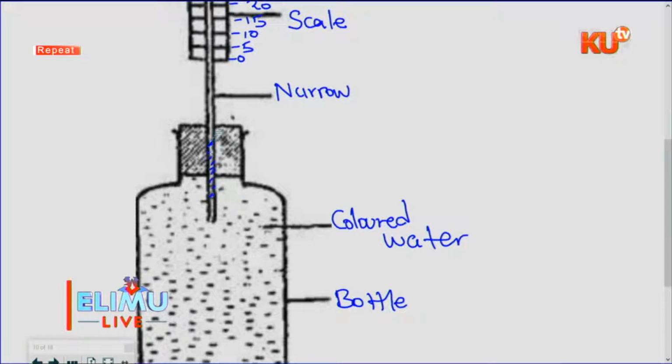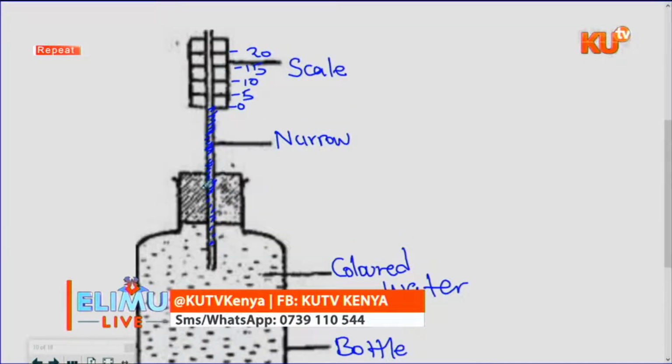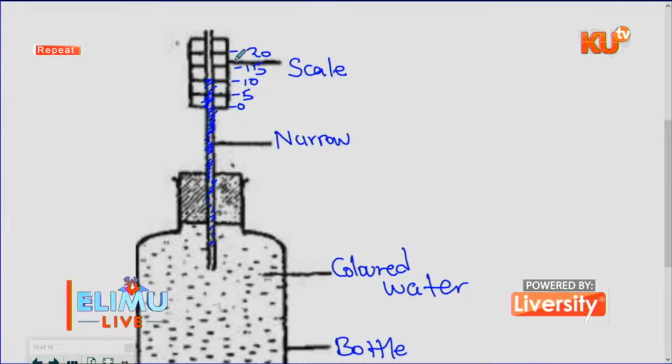So with increase in temperature, the colored water keeps rising. As it keeps on rising, we will get a higher reading on the scale. So as temperature rises, we get a higher reading on the scale. The opposite is also the same. When the temperatures are too low, the water in the bottle will contract and it will start to move down. So when the temperatures are low, it moves down, and we'll also have a lower reading on the scale. So that is about a liquid thermometer.